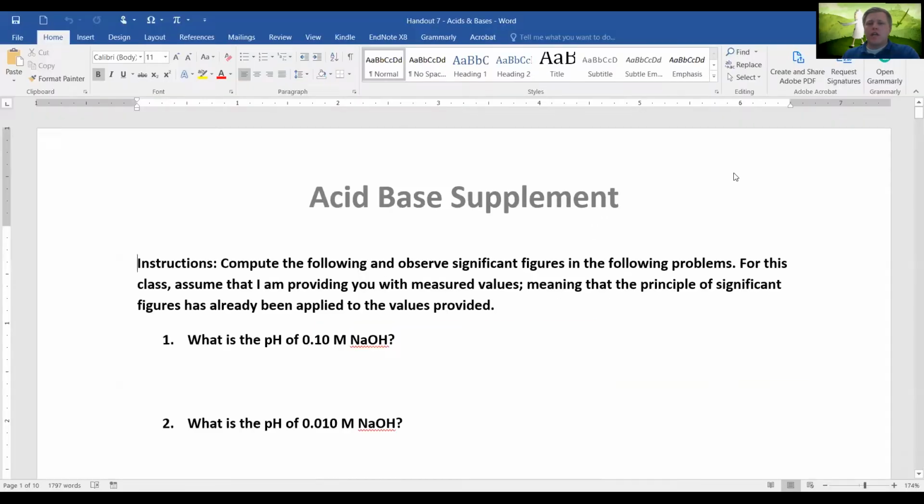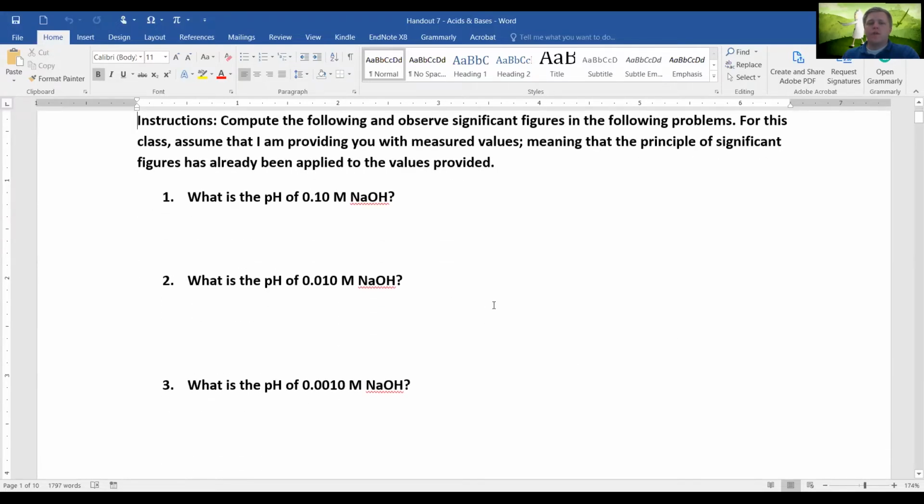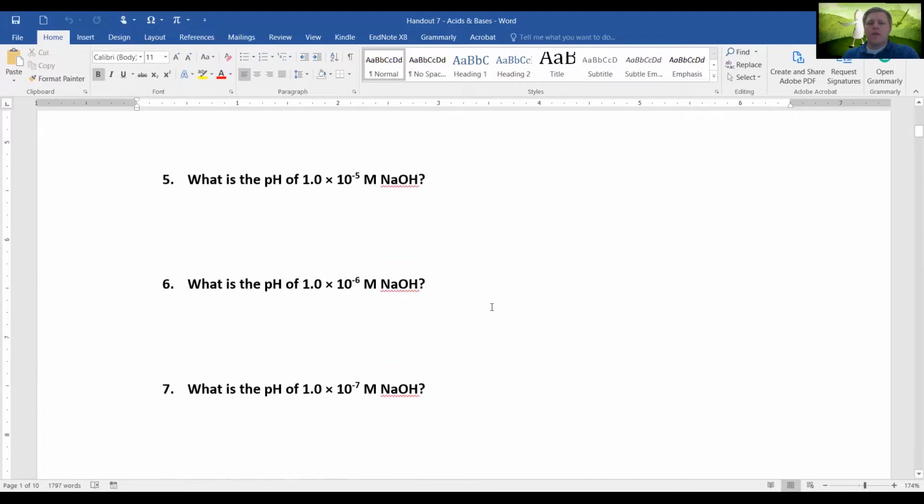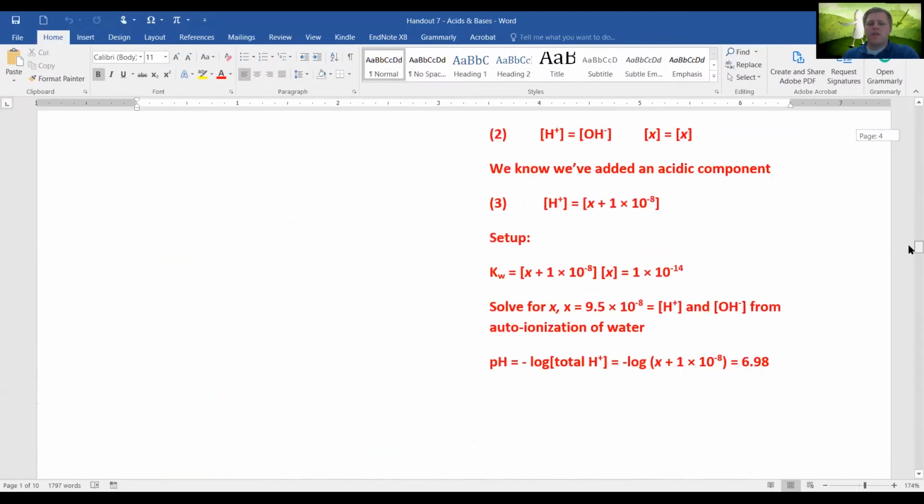I'm going to show you the handout here really fast. So this is an acid-base supplement. On the first page, it's just going to review with you how to calculate the pH of various solutions and different concentrations of strong base here. So go ahead and work through these problems. Again, these have an answer key that goes along with them.